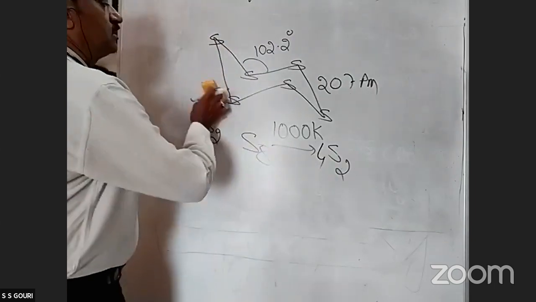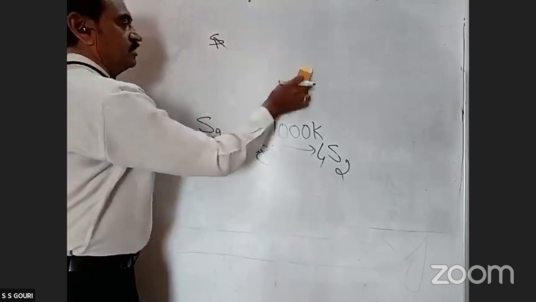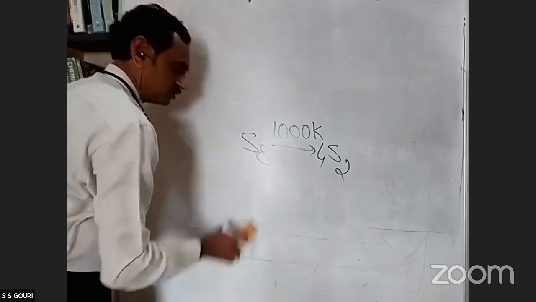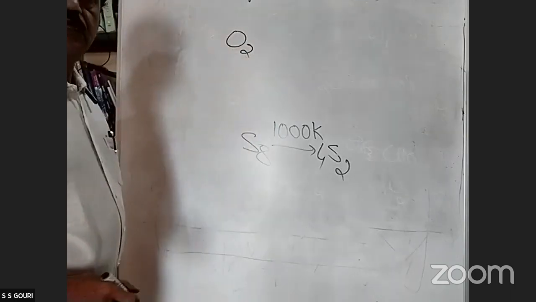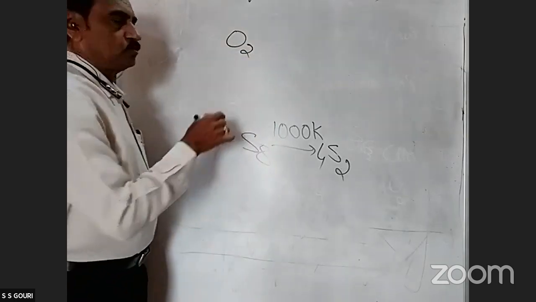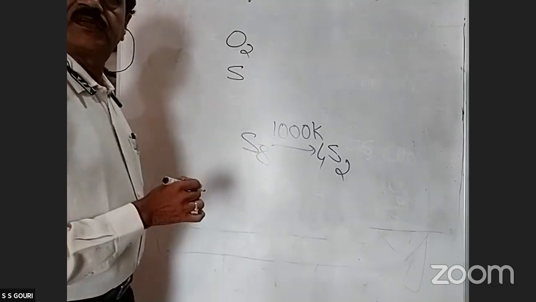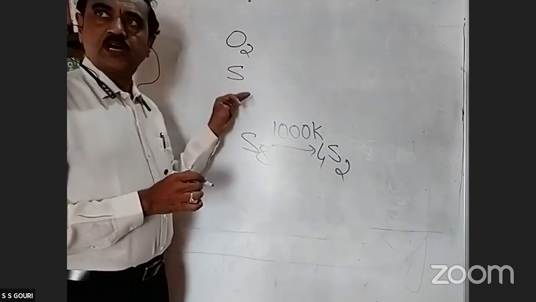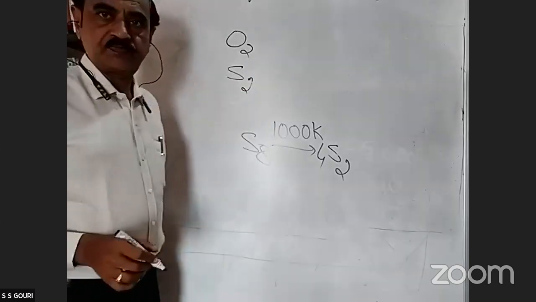S2 is like O2. Sulfur belongs to the oxygen family, isn't it? These are called chalcogens.